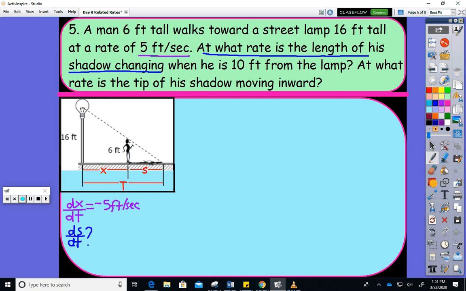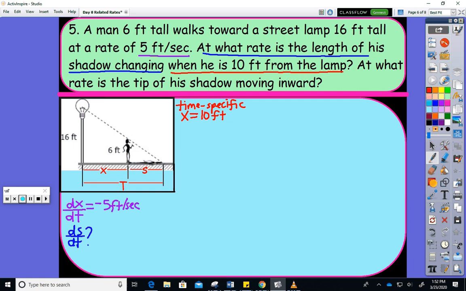And it says when he is 10 feet from the lamp. All right, so that 10 feet is my time-specific value. So I've got a time-specific value of x equals 10 feet from the lamp. This is an interesting question because when you start to work it out, it's easier than you may think.